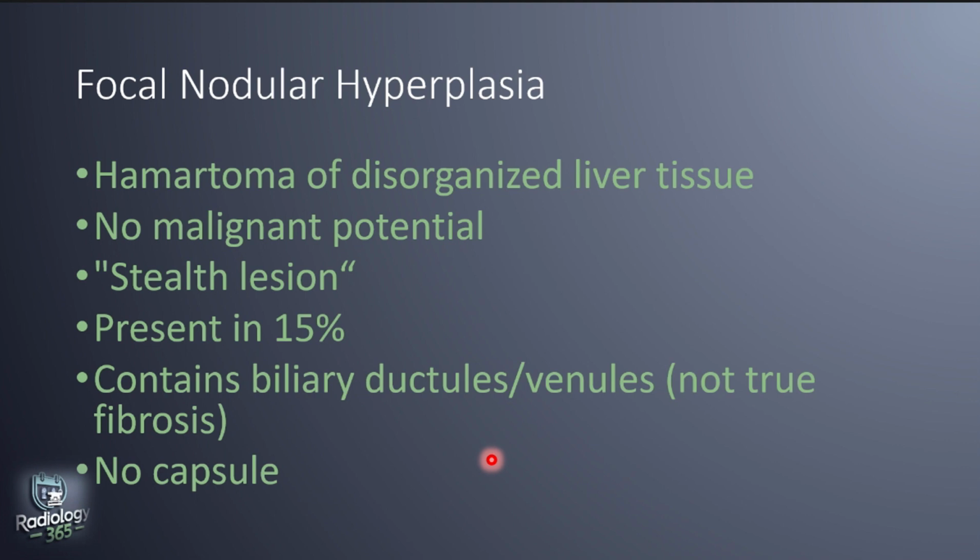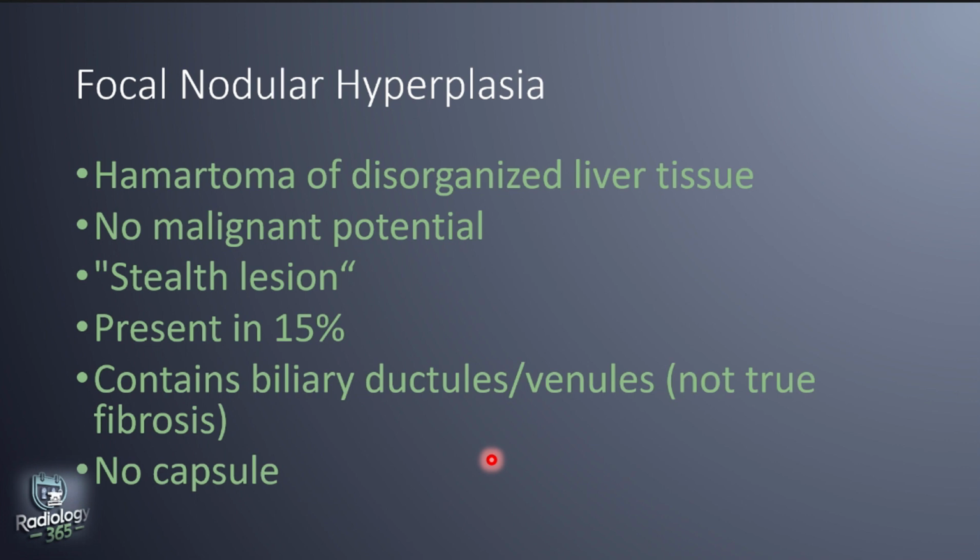And so it will resemble liver parenchyma on all modalities, except in the arterial phase imaging due to its vascular supply. Approximately 15% of FNH have a characteristic central scar consisting of biliary ductules and venules, which does not contain fibrotic tissue and therefore is not really a true scar, as opposed to the fibrolamellar HCC we remember in the previous presentation, which does have a fibrotic scar in the middle.